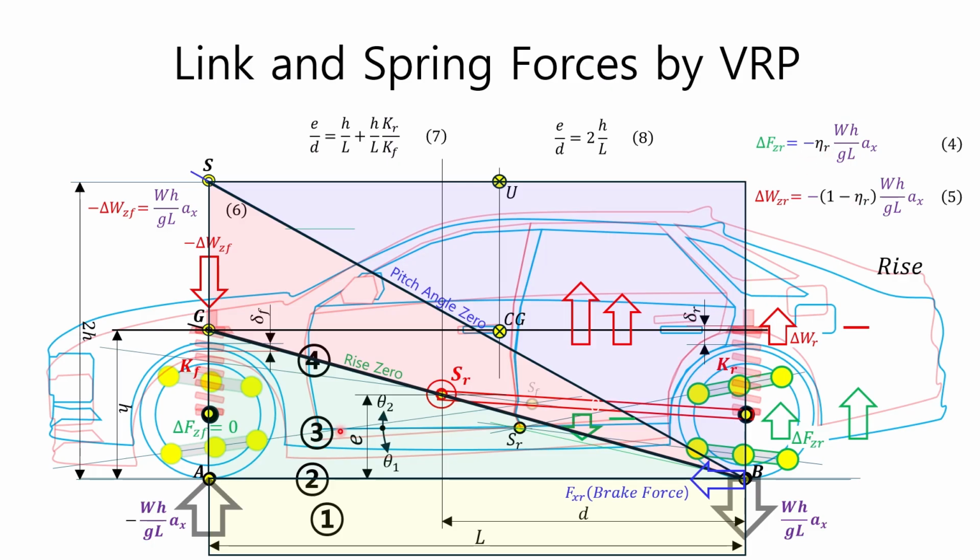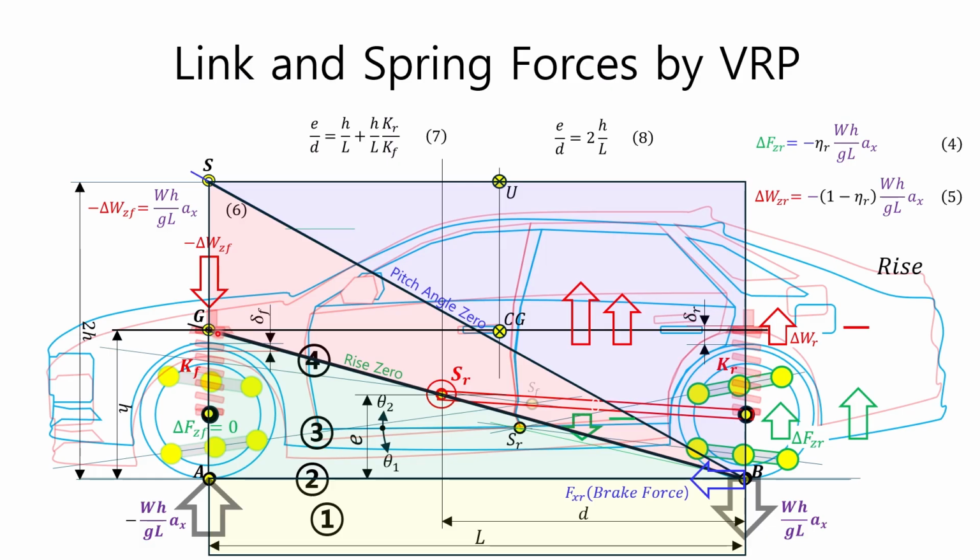Figure 3 represents the case where the virtual reaction point, SR, lies in the region between line AB and line BG and is shown in light green. Here, point G is the point in the side view where a longitudinal horizontal line, having the same height as the center of gravity, CG, intersects the vertical line passing through the front tire's road contact center, point A.